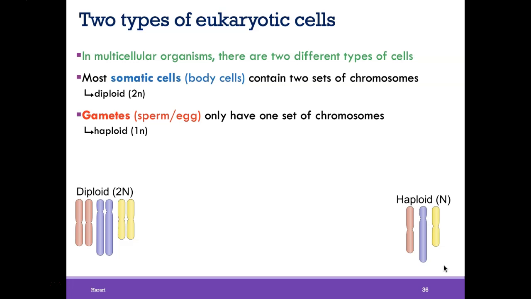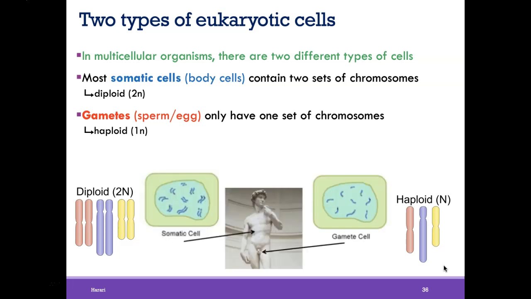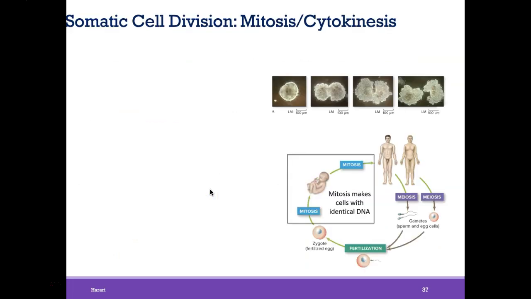So when a sperm and an egg come together, then we'll get a 46 chromosome set. Here you can see that gamete cells found in the testes of males or the ovaries of females are haploid. The rest of the body cells are diploid. Somatic cells are body cells. So somatic cell division is what requires mitosis and cytokinesis, and that's what we'll talk about today.